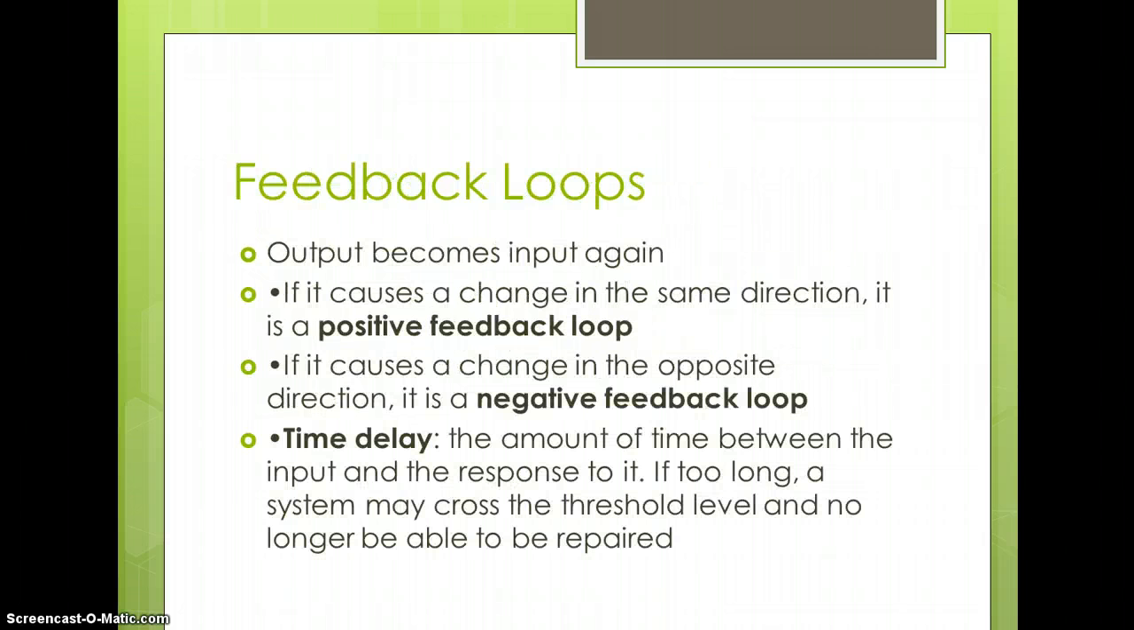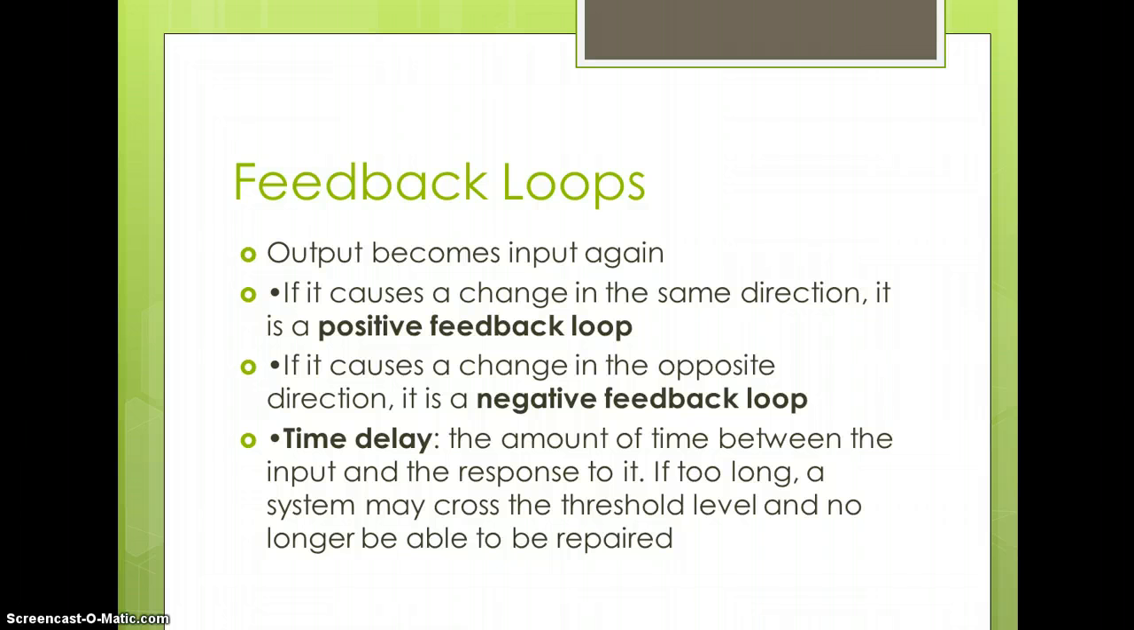I want to talk about two main types of systems today. These systems are called feedback loops. There are positive and negative feedback loops. Feedback loops are where the output of a system becomes the input again.